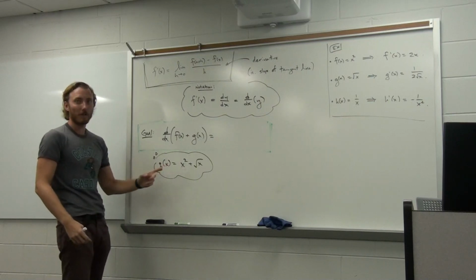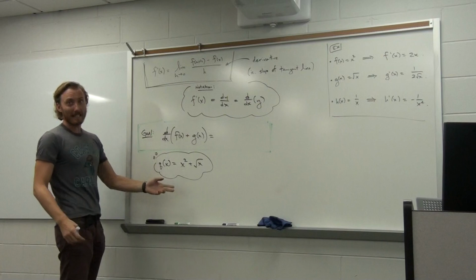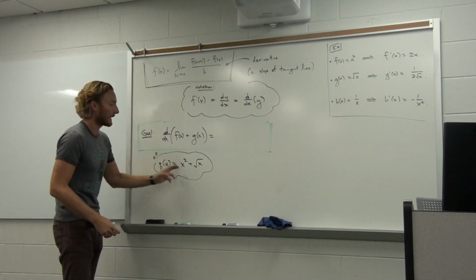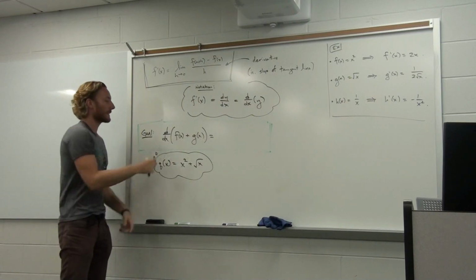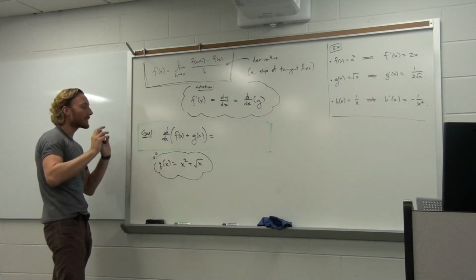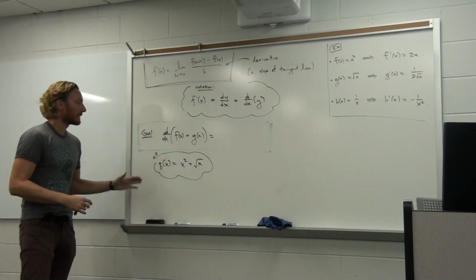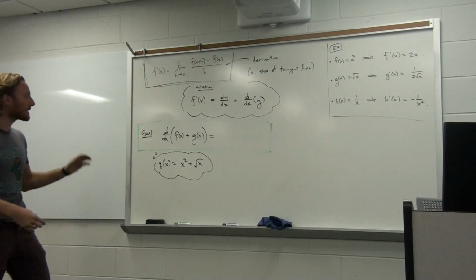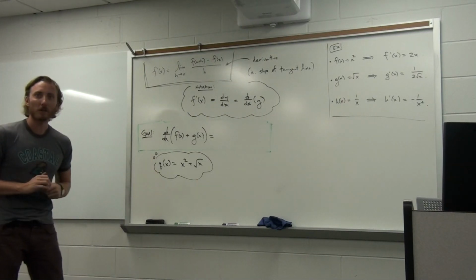You could plug in 9 for x and get out 81 plus 3. You could plug in 16 for x and get out 16 squared plus 4. You could plug in 4 for x and get out 16 plus 2. In fact, you could plug in anything for x, as long as that x was greater than or equal to 0, so that the square root would make sense. So this is a perfectly valid input-output device. This is a perfectly valid function.